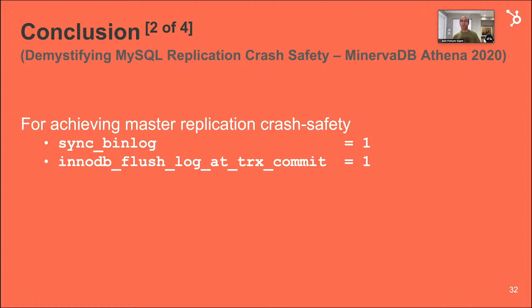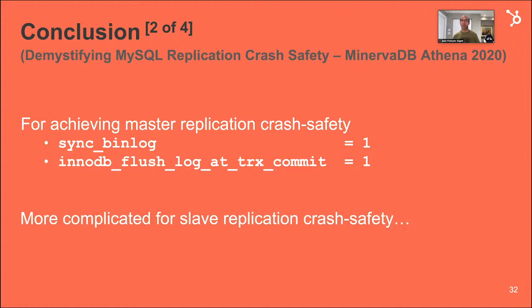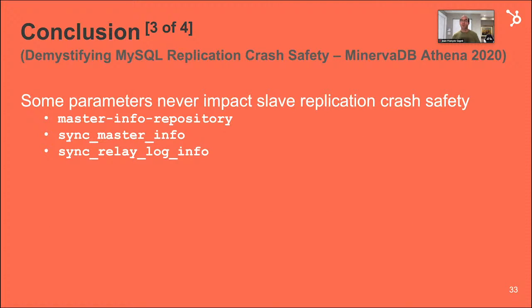If you want master replication crash safety, sync_binlog=1 and trx_commit=1. That's simple. That's all you need. It's more complicated for slave replication crash safety. So some parameters never impact replication crash safety. So forget about those. Sometimes people think they're useful for replication crash safety. I don't think they are.